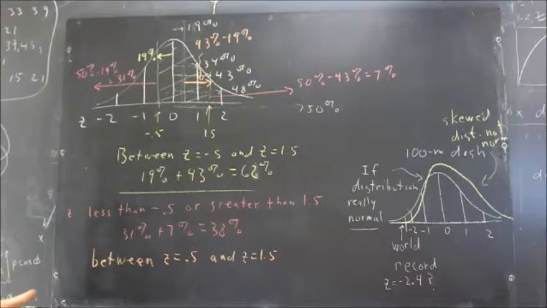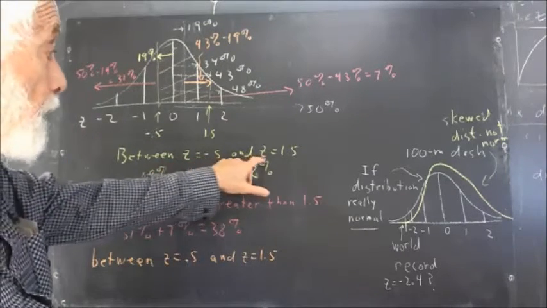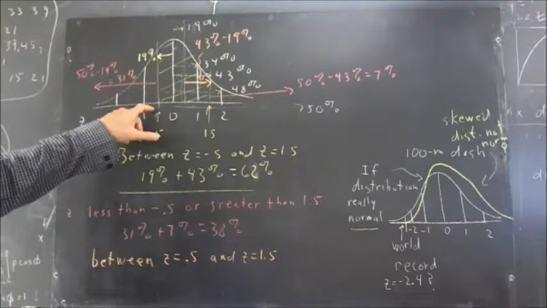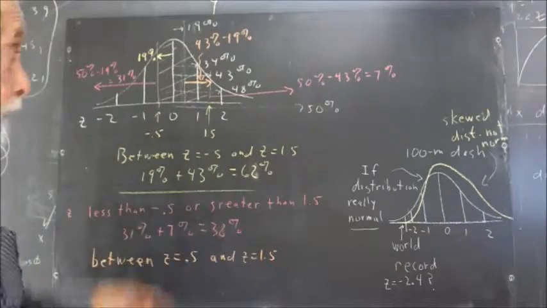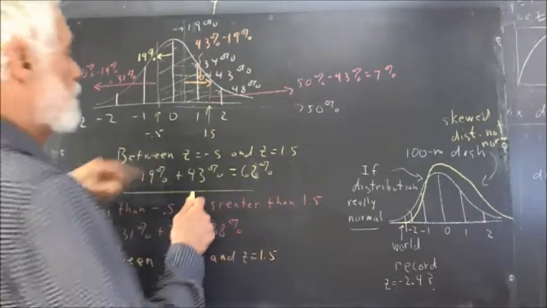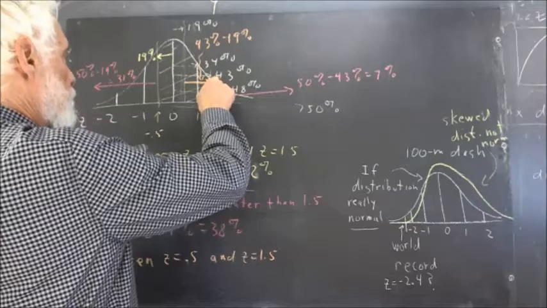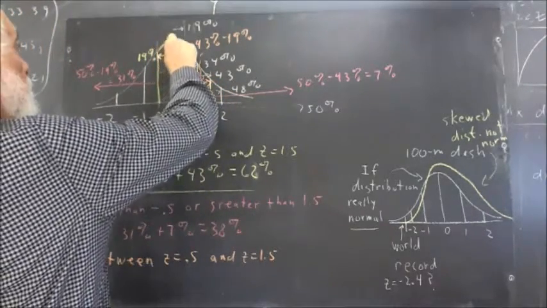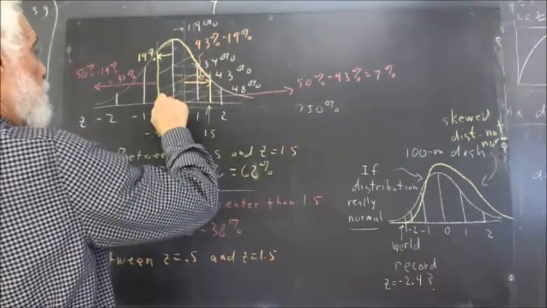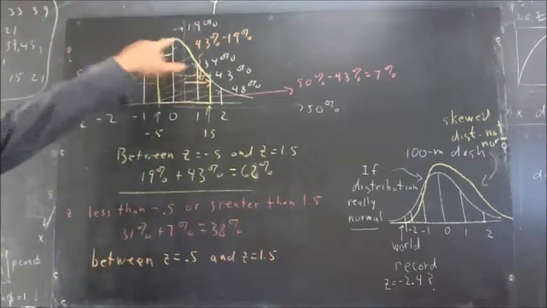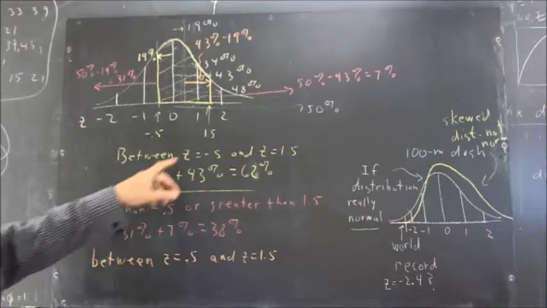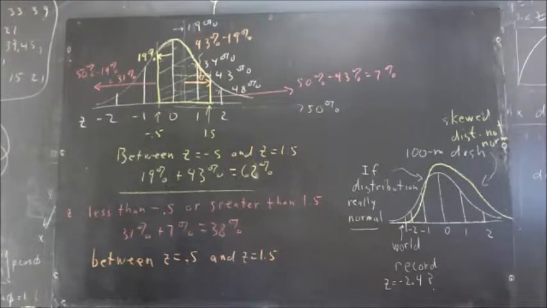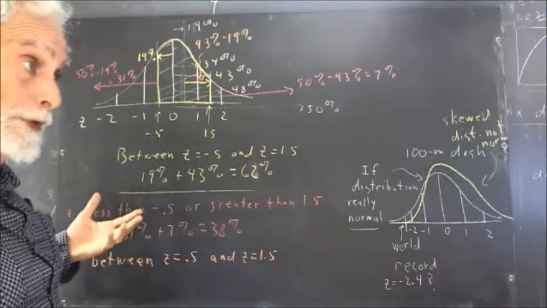Well, now, between z equals negative 0.5 and 1.5, where is that on the distribution? Well, that's between here and here. Okay, negative 0.5 is here, 1.5 is here. So let's go ahead and make a couple of heavy lines here and trace the curve. And we see that this is the region of the curve that corresponds to the set of z values between negative 0.5 and 1.5. So the only question is, what's the percent?